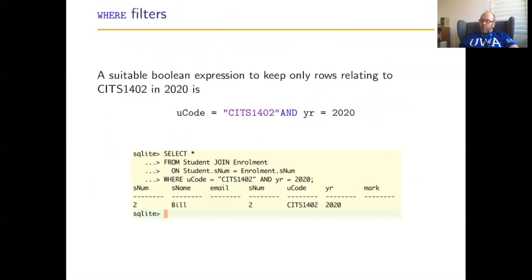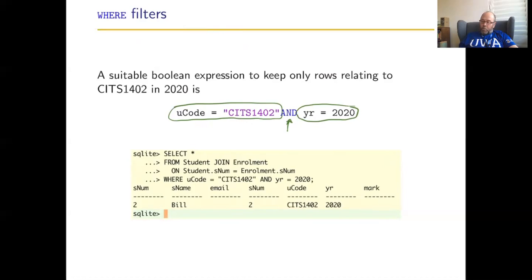Okay, so for this example from the marks, which rows do I want to keep? Well, I only want to keep the rows where two things happen. I want the unit code to be CITS1402, and I want the year to be 2020. And the and is a Boolean operator that says that both of these things must be true. Okay, so now let me add that condition, so you see I'm sort of building up the statement from the inside out.